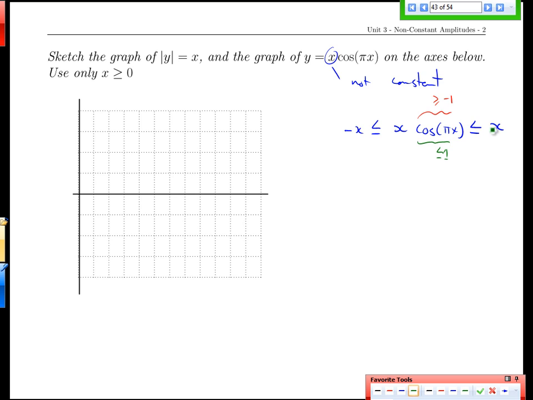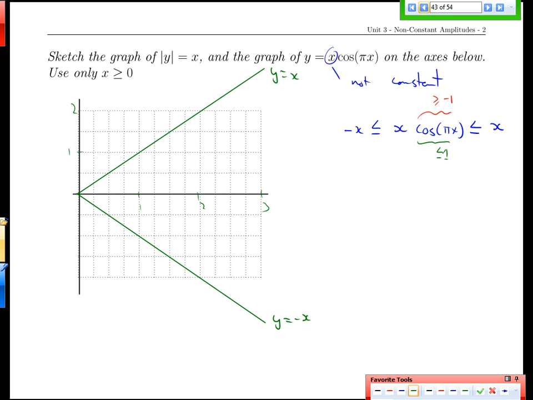Well, y equals x, we won't do it quite to scale here. If we were to scale this cosine function, let's draw the graph of y equals x, looks like that. And the graph of y equals negative x, which would look like that. The graph of cos of pi x will oscillate between those two functions.